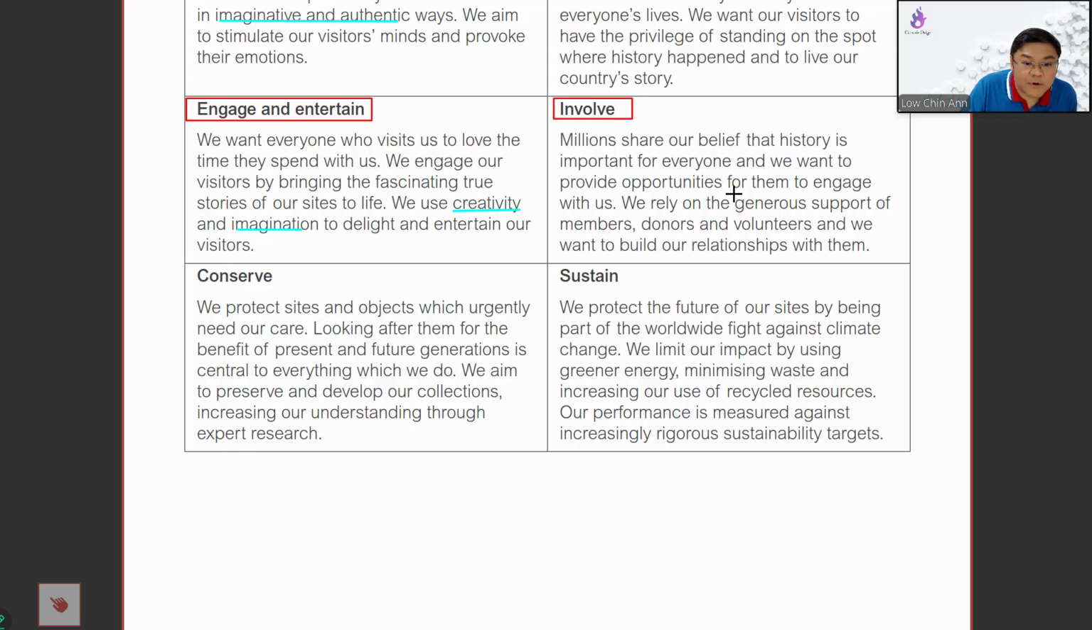Involve. Millions share our belief that history is important for everyone. We want to provide opportunities for them to engage with us. We rely on general support, donors and volunteers. We want to build a relationship with them.